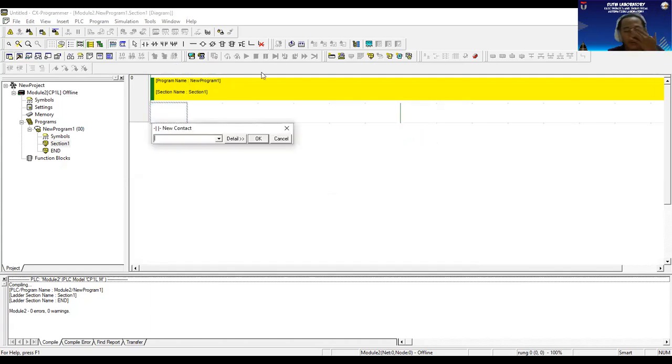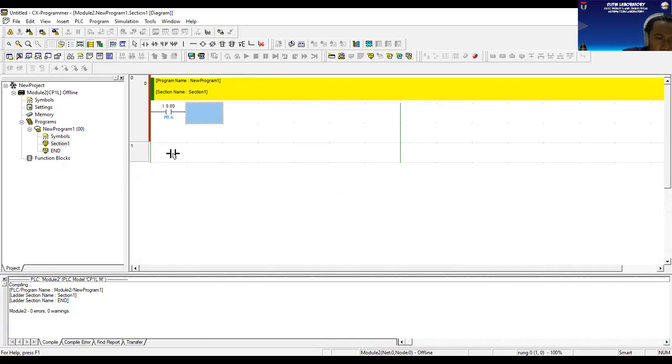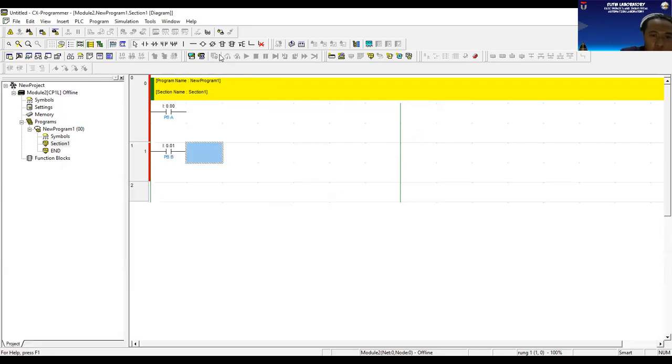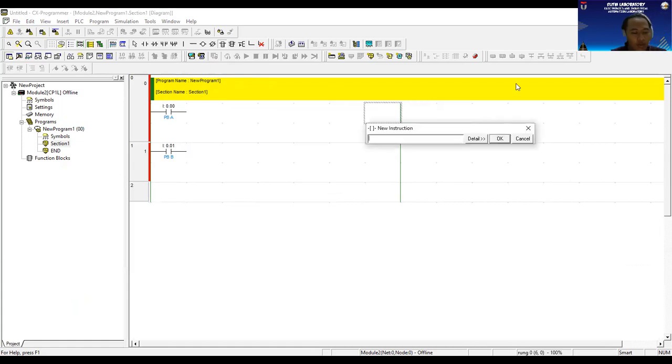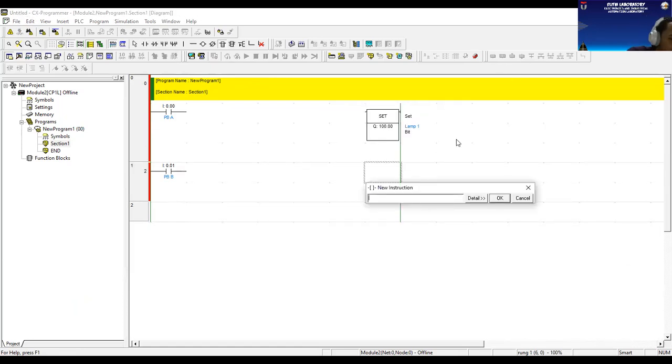So now we go to the instruction SET and RSET. For this one we just type SET, then the address. For this we just type RSET, and the address is also the same address as SET.